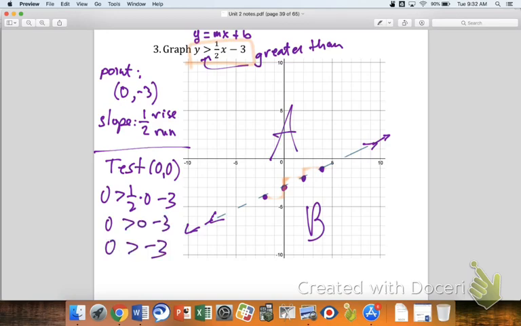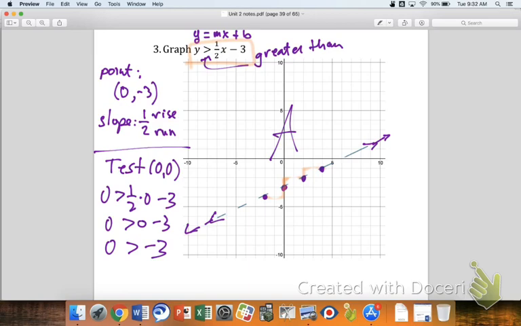Did I create a truth? Is 0 greater than negative 3? Yes, it totally is. So since 0, 0 created a truth, that means all of my solutions are up there in region A. And so the answer is definitely not region B.